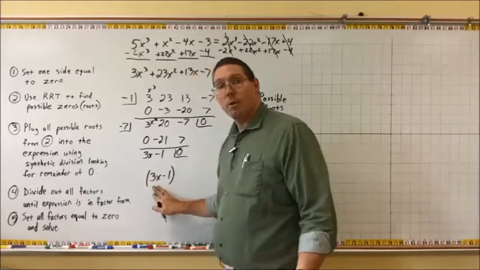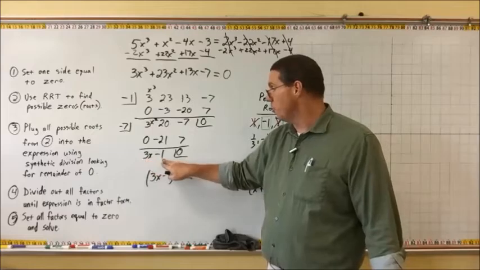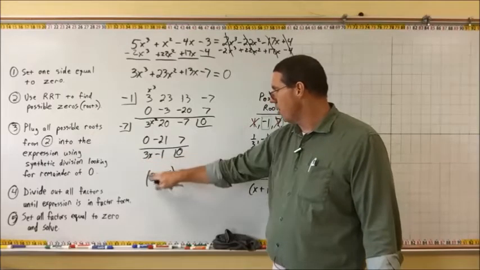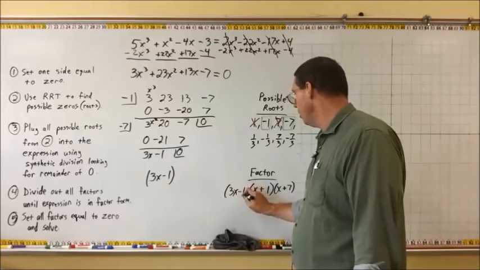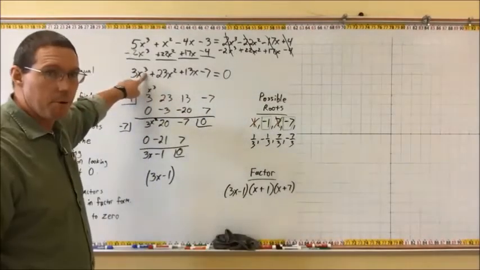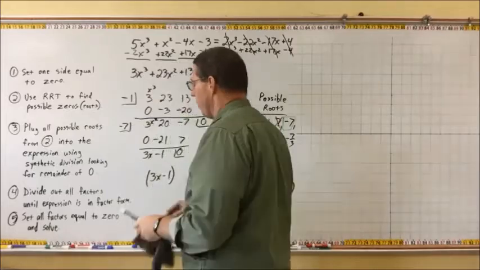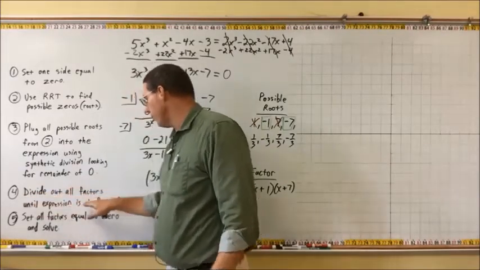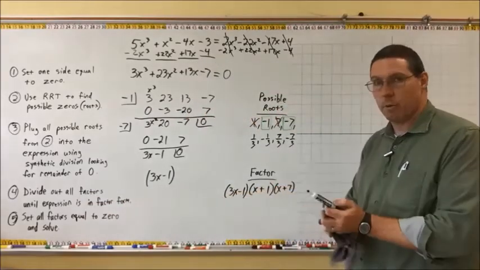Look at that. Whenever you get down to only 2 numbers, that is one of your factors, as long as your remainder is 0. So now this is the third factor. So there are 3 factors in this polynomial, which doesn't surprise me, because it is a third power polynomial. That's step 3. Step 4. Well, now we've just finished step 4. Divide out all factors until the expression is in factored form. And it is. We now have it in factored form.